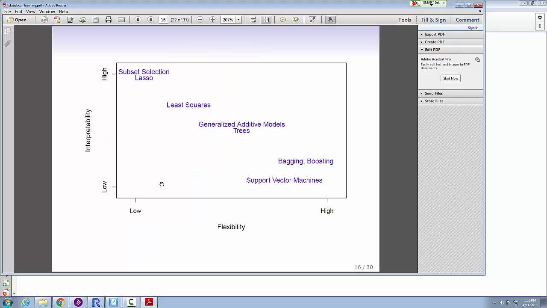This is a nice picture on the trade-off between the interpretability of your predictive model, like the gender effect in terms of predicting whatever is such and such. The ability to make statements like that is on the vertical axis versus the flexibility of the model on the horizontal axis. Flexibility speaks to, does it have enough wiggle room to accommodate curviness, for example.